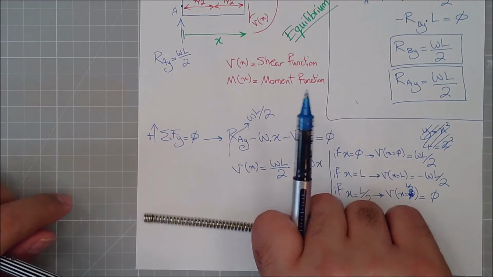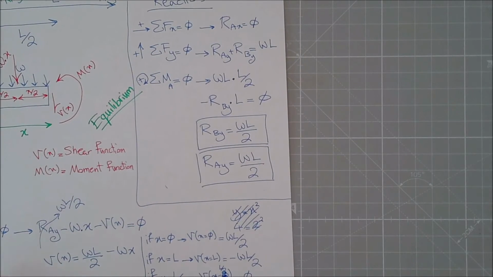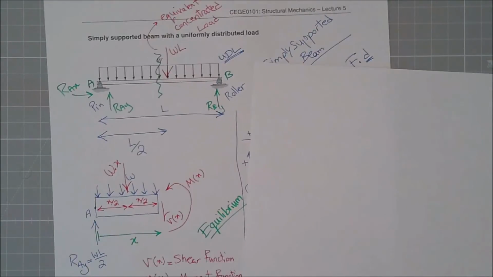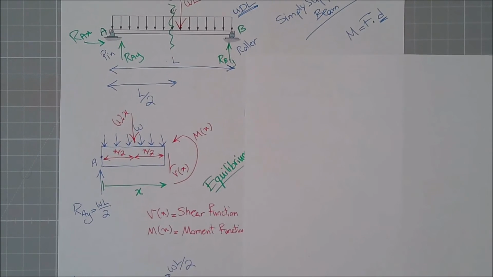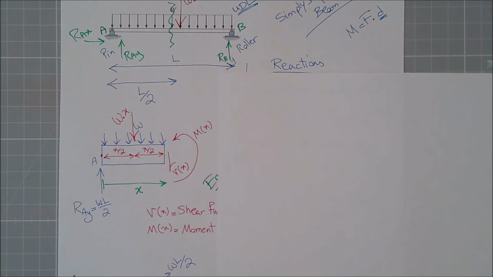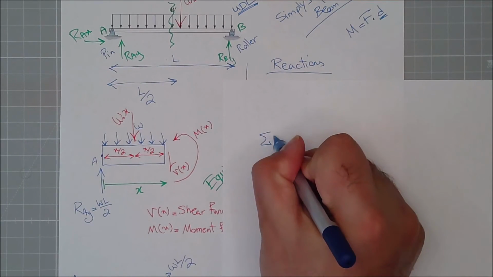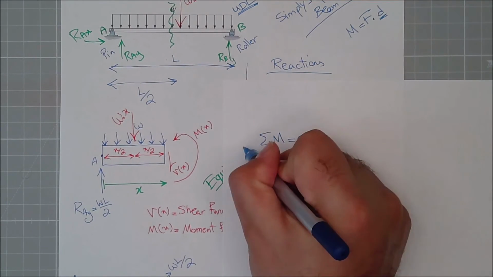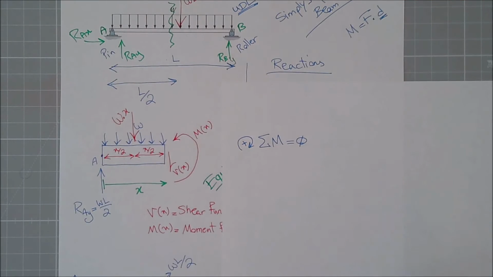Let me draw the shear function. So I will have this figure, and I'm just writing the summation of all moments equals 0 with this direction as positive.